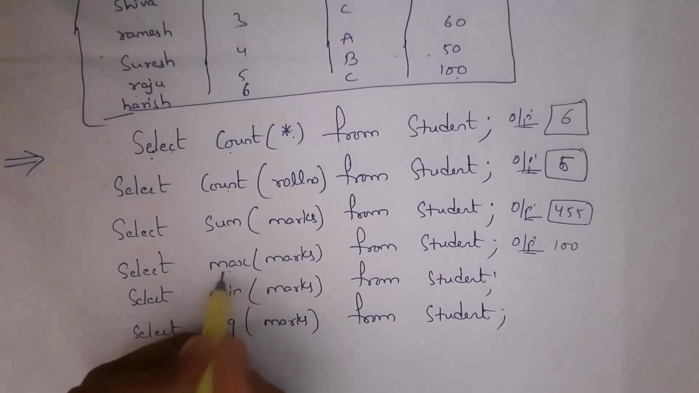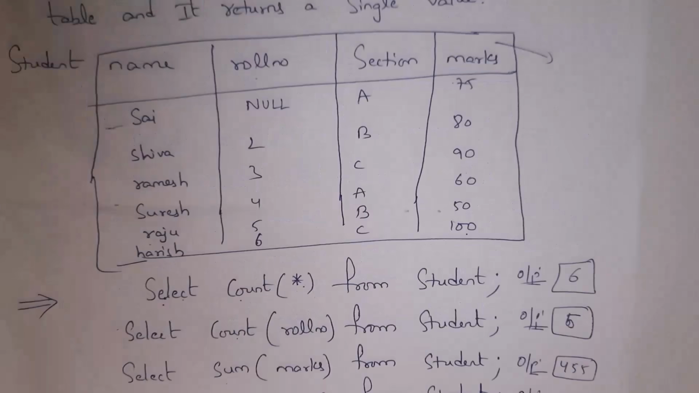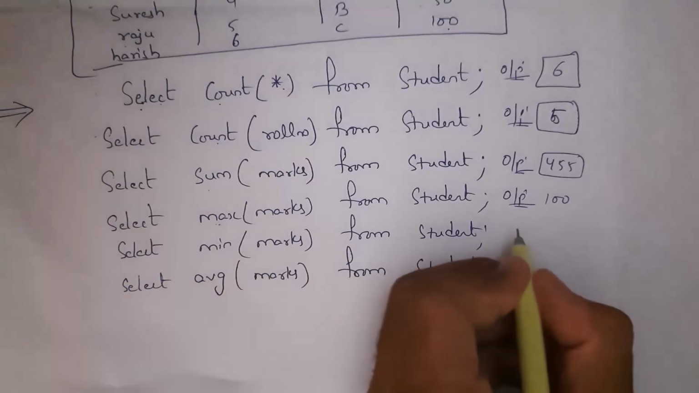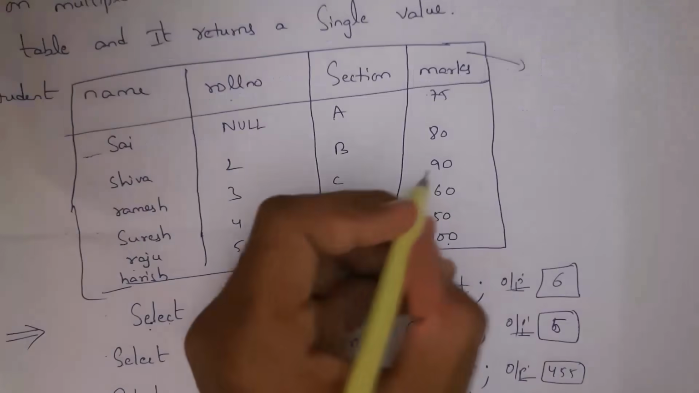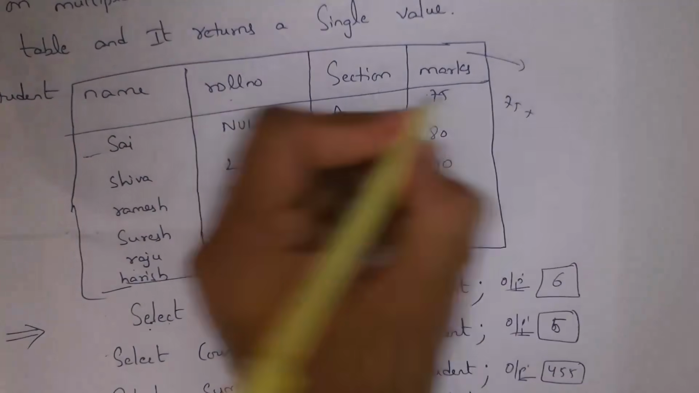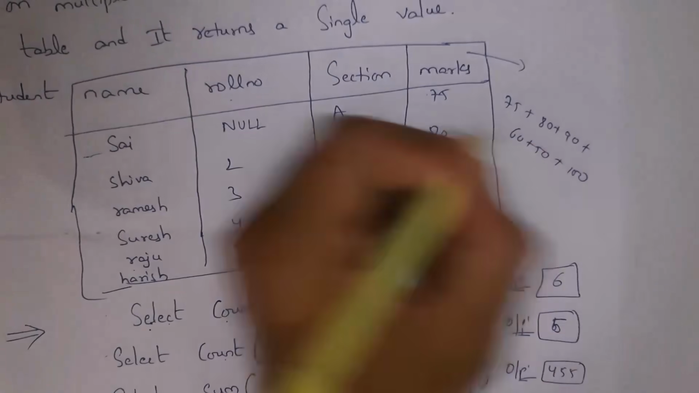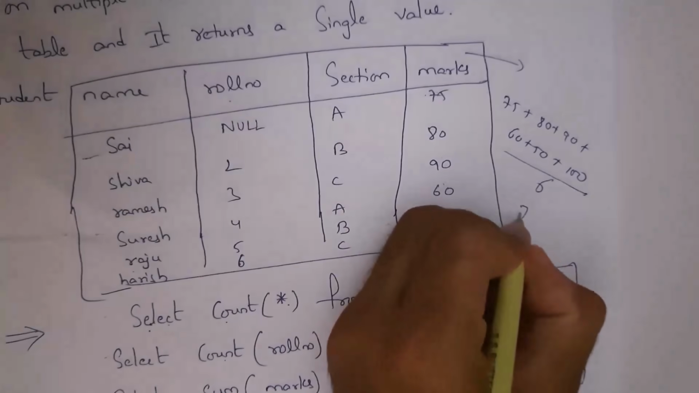In place of the max function, I write the min function in order to identify the minimum value. In this table, the minimum value is 50. So whenever I write select min of marks from student, it will display the output 50. And the last function is the average function, that is AVG. So I write select AVG of marks column from student table. How to calculate the average? 75 plus 80 plus 90 plus 60 plus 50 plus 100, divided by the total number of rows, there are 6 rows, 1, 2, 3, 4, 5, 6. So divided by 6, 75 is my output.